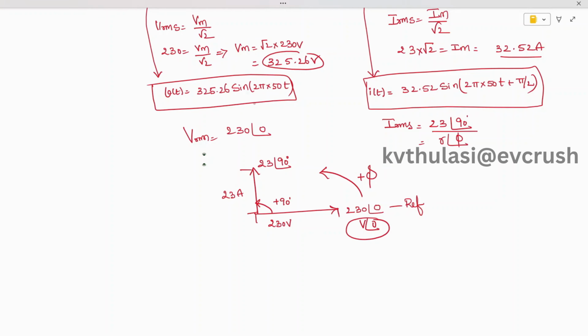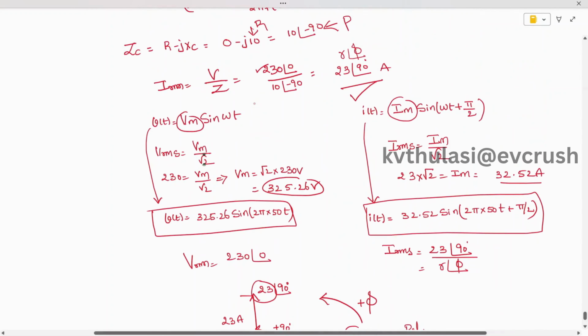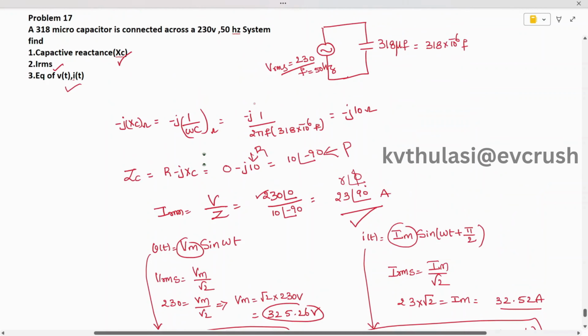This diagram is called a phasor diagram, and it is valid when you draw it only in polar form. In polar form we have only the RMS quantities, so this is an RMS quantity and this is also an RMS quantity. This is how to draw the phasor diagram for the given system, and how to find v of t as well as i of t, the RMS value, the capacitive reactance and the total impedance.